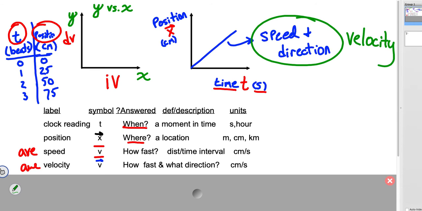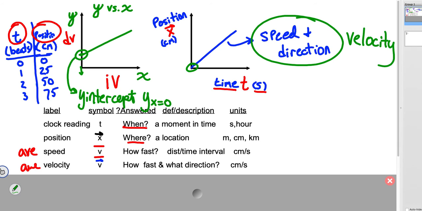To find out more about where the car started, we need to take a look at this part of the graph. That part of the graph is called the y-intercept. Now, for any y versus x graph, the part of the graph where the line crosses the y-axis, so right here, is the y-intercept. And it always tells us the y value when the x value equals, well, what would the x value be right here? That would be when the x value equals 0.